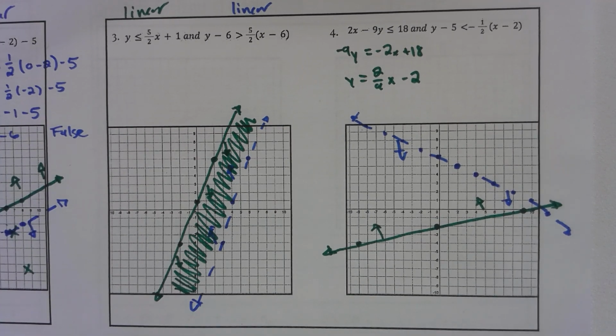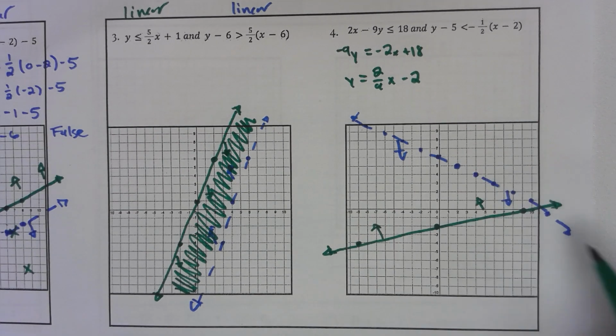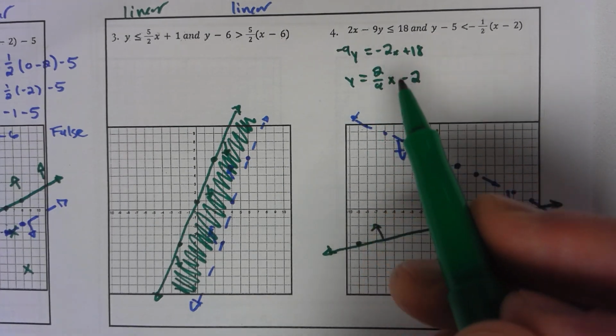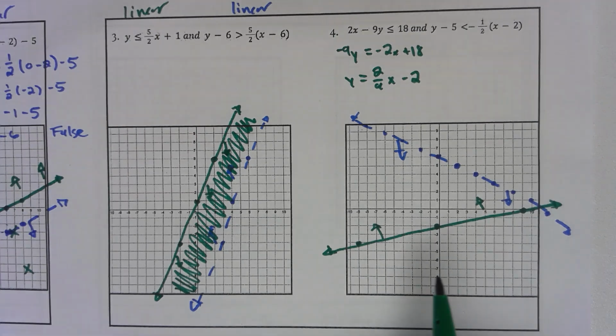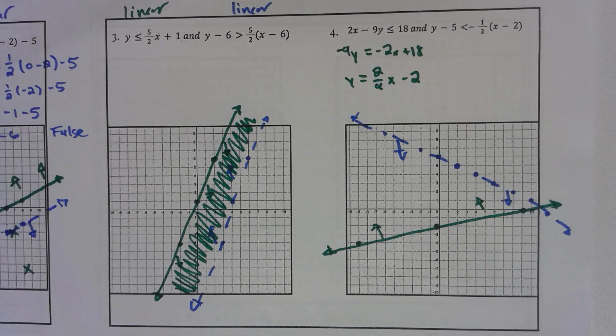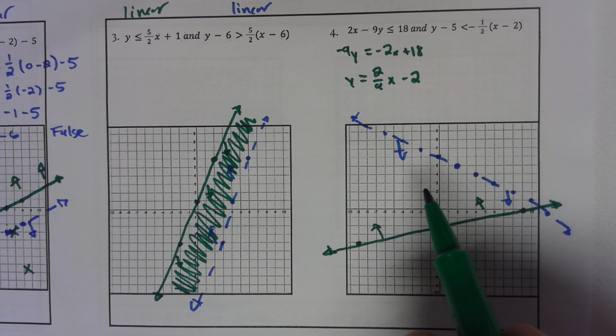Right now for number 4. With 4, after I graph my first line, I need to convert to slope-intercept. With that slope-intercept, I get a y-intercept at negative 2 and a slope of positive 2/9. So it's a very flat line there. We should be shading above that line.